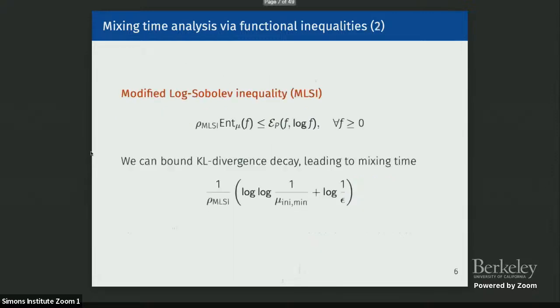So you can have a similar functional inequality for the entropy. You can define this modified log Sobolev inequality and define this modified log Sobolev constant by replacing variance with entropy and by replacing the derivative form of f, f with the derivative form of f, log f. And then using this modified log Sobolev inequality, we'll be able to prove some KL divergence decay. And the mixing time will depend on 1 over this modified log Sobolev constant.